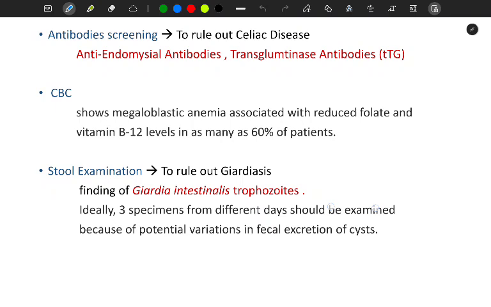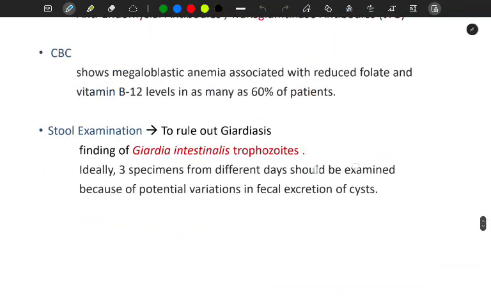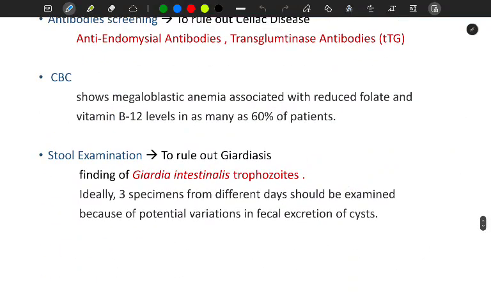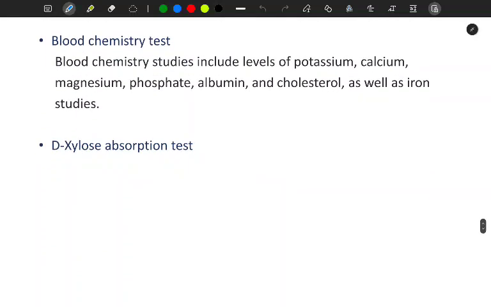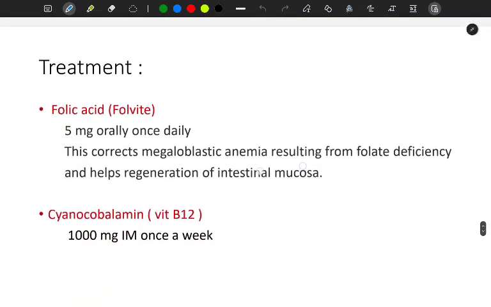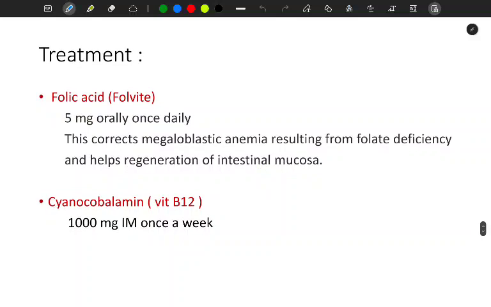Next. So, take the previous slide, sorry. You have to rule out Giardia: two slides, three morning specimens of stool sent to the examiner, and then stool microscopy. Next, chemistry, then the basic panel, hematocrit, electrolytes, and the D-xylose absorption test to know what's going on, whether the integrity of the small intestine is there or not.